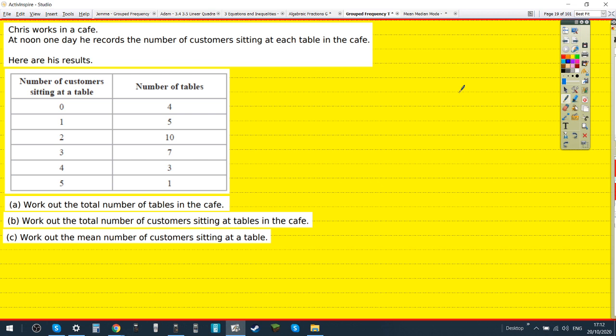So is that 23 tables? I believe it's 30 if you add them up. I think you missed a 7. So that 9 and 1 makes 10. That's 20. That's 30. Oh. Yeah. Any idea how you do part B? Look at the number of customers sitting at tables in the cafe.